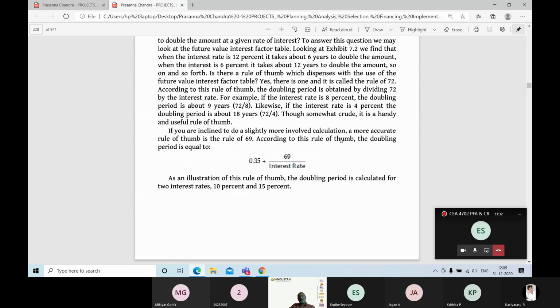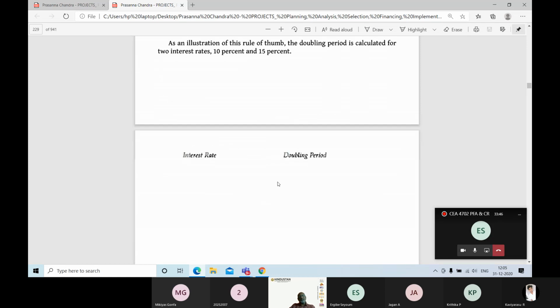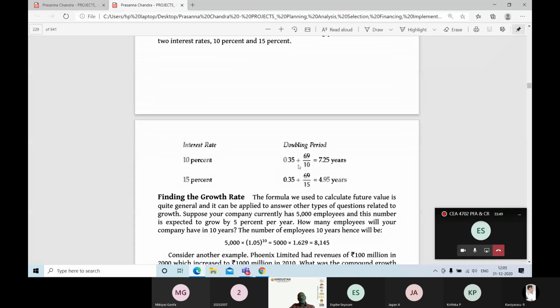According to this rule of thumb, doubling period is equal to 0.35 plus 69 by interest rate. Here the doubling period is calculated for two interest rates, 10% and 15%. At 10%, 0.35 plus 69 by 10 gives 7.25 years. At 15%, 0.35 plus 69 by 15 gives 4.95 years. Like that it will come.